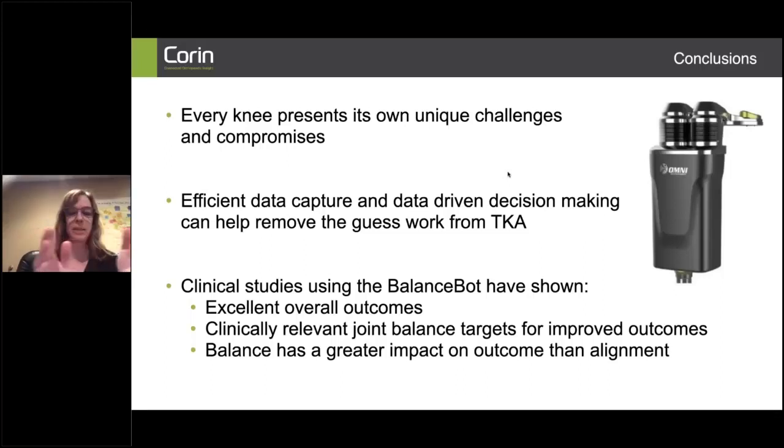Ideally, we are getting these data points. We are just starting to make some recommendations about ligament balancing and overall leg alignment, but there is so much more that we are currently collecting, and in time, we will have so many more recommendations to improve outcomes and minimize outliers. So clinical studies showing this, using the balance bot, have shown excellent overall outcomes. Balance has a greater impact on outcome than alignment, and there are clinically relevant joint balance targets for improved outcomes. Those are those 1 millimeter differences that we had targeted previously.